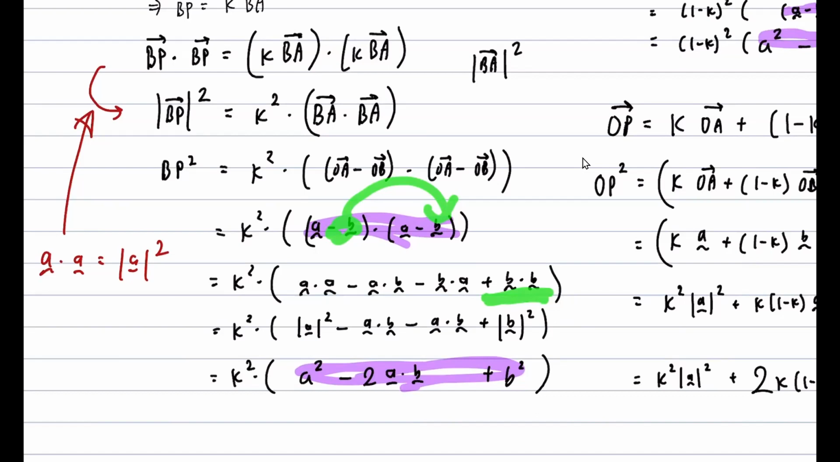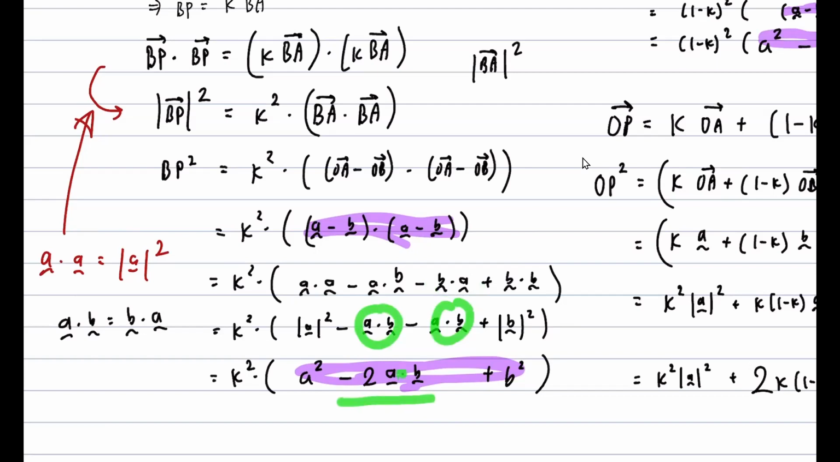Okay, then now we simplify. A dot B here and B dot A here are the same, because A dot B is the same as B dot A. So I'll just rewrite this B dot A as A dot B. Then you've got two copies of the same thing, so you're left with minus 2 A dot B. But modulus A squared, that's not important. Just leave it as length A squared and length B squared.